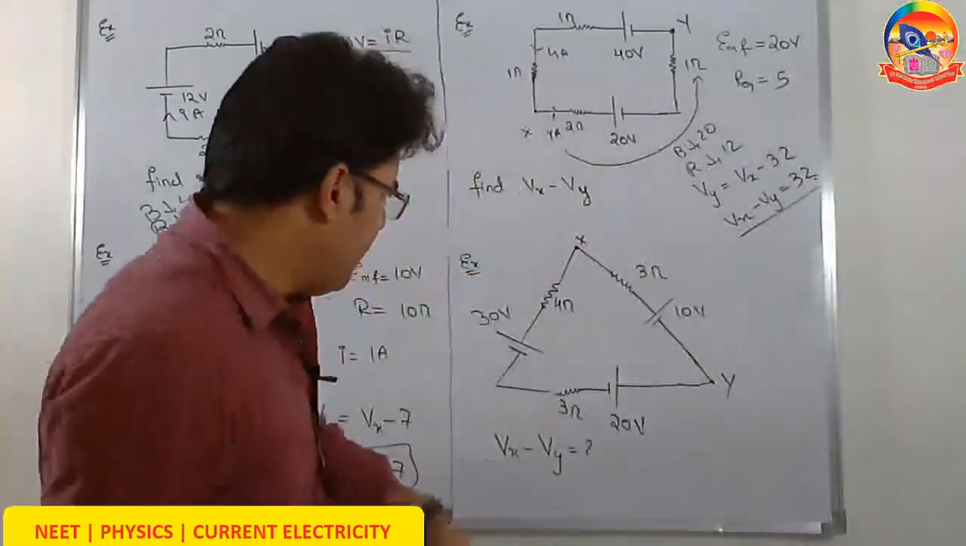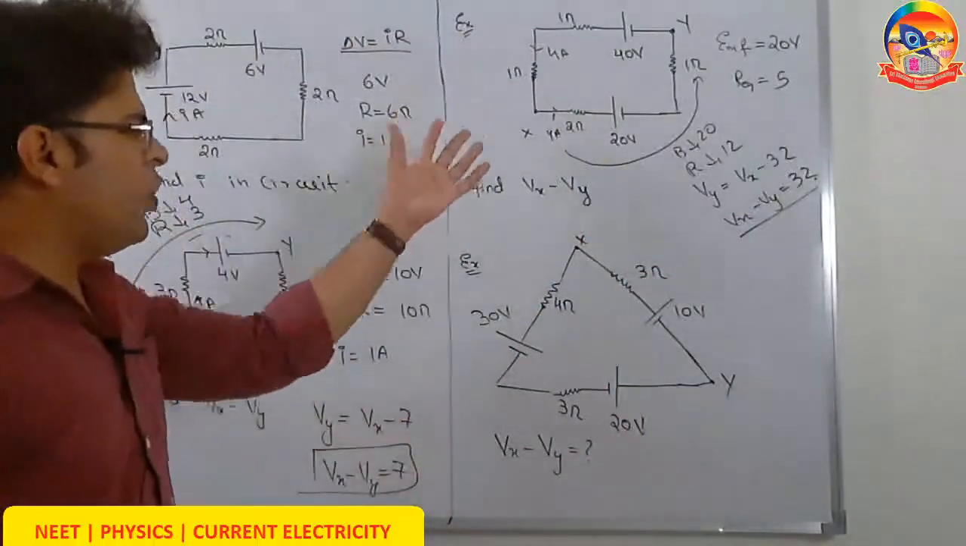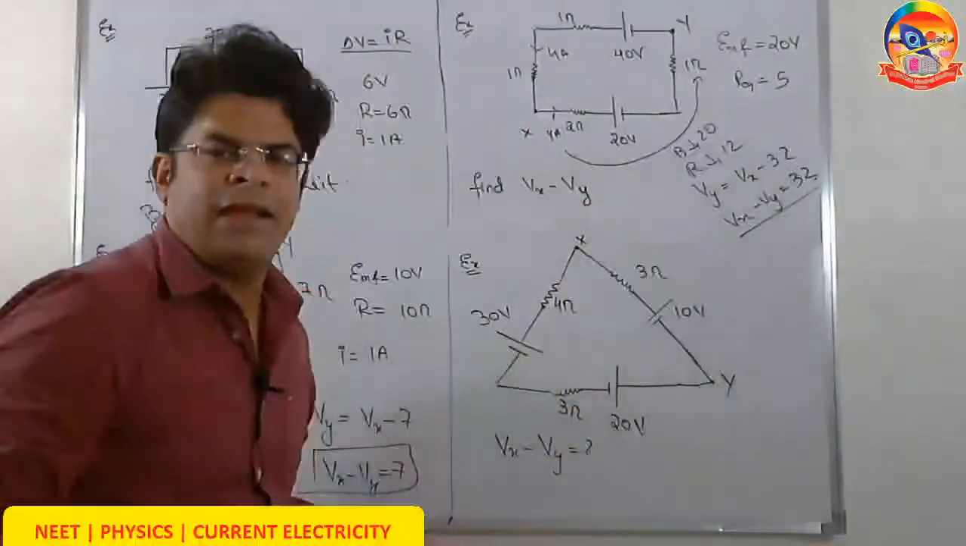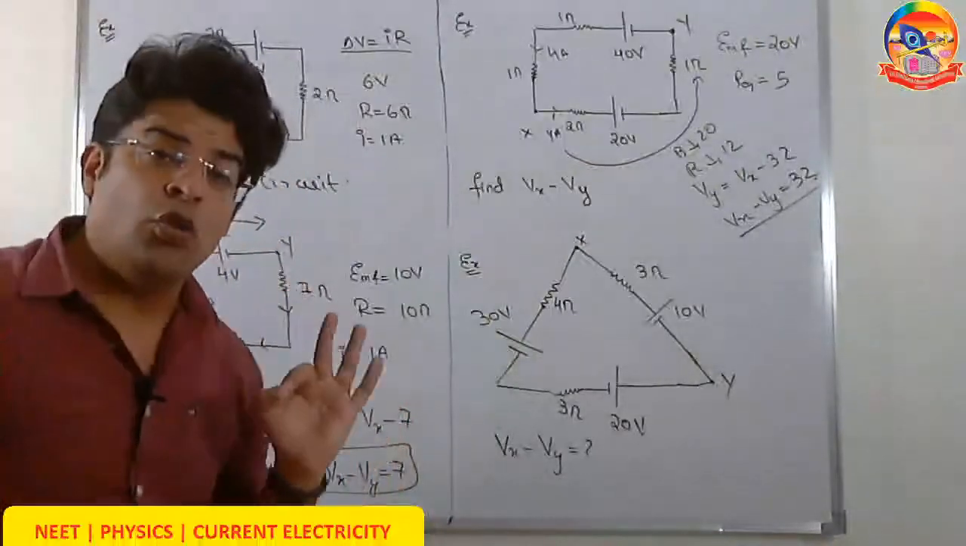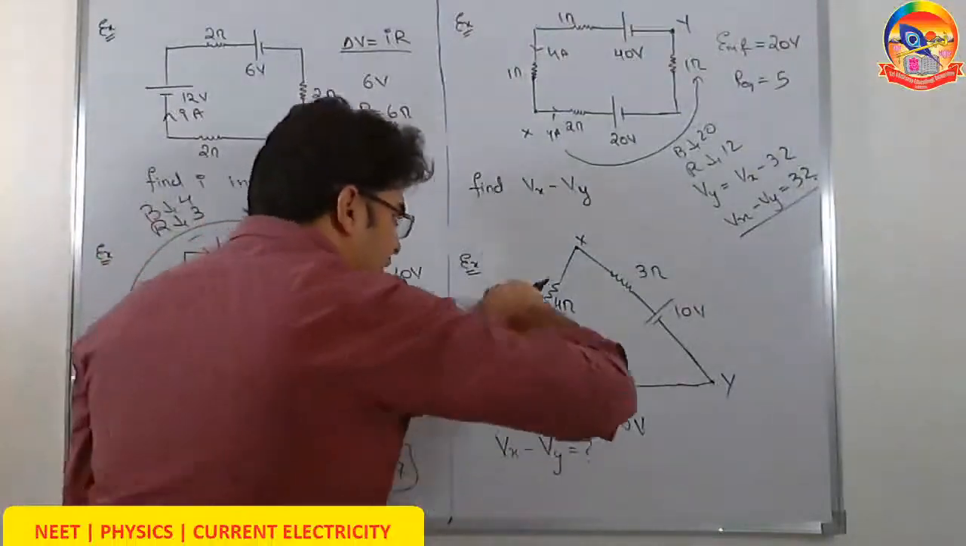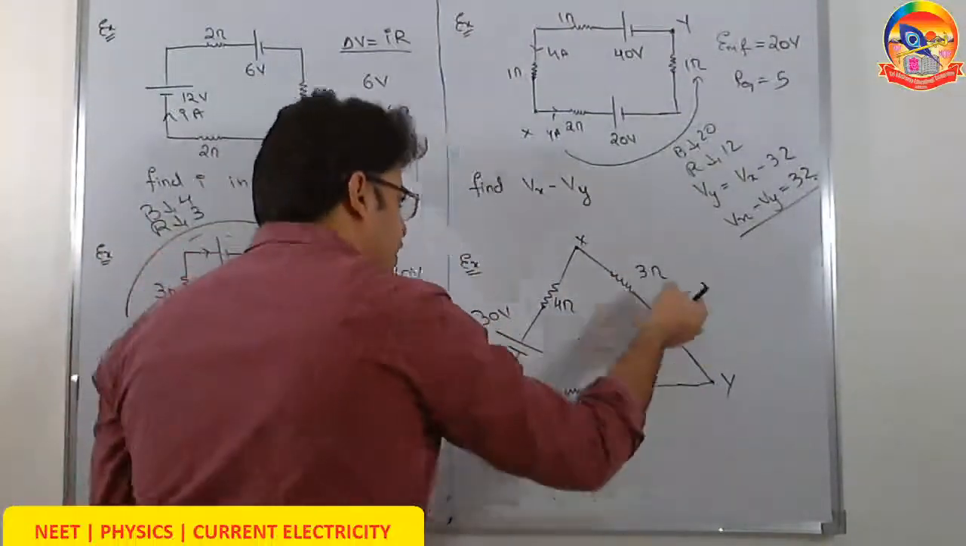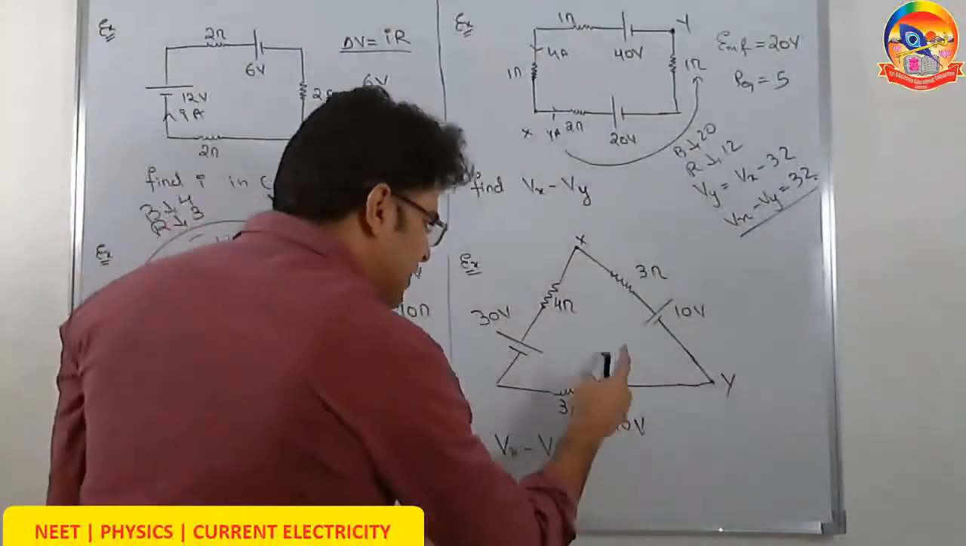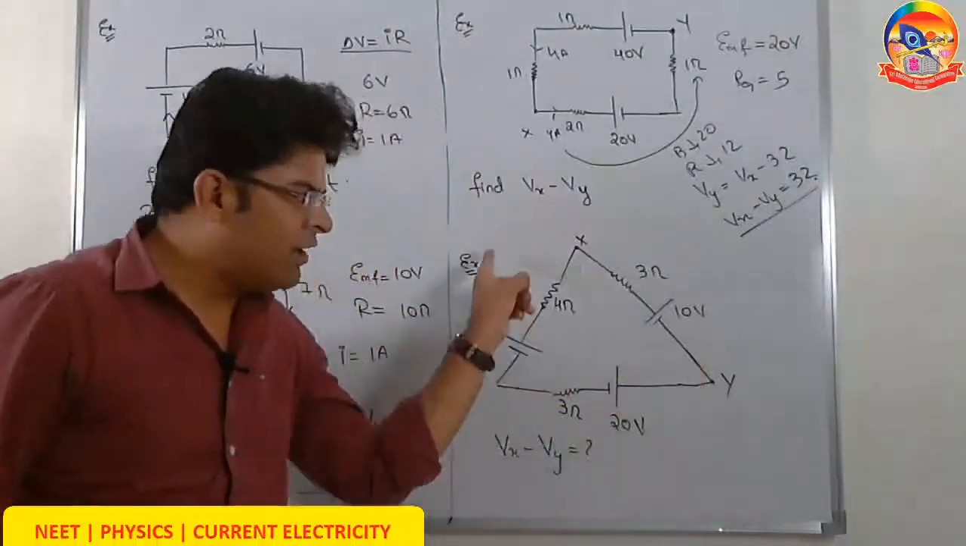Okay, try ahead. Now this time, rather than drawing a rectangular circuit, they have drawn a triangle. That's all. But it's a single loop question, so it has to be an easy question. Let's see. This 30 volt wants to drive current clockwise. This 10 volt wants to drive current anti-clockwise, as well as this 20 volt also tries to drive current anti-clockwise.